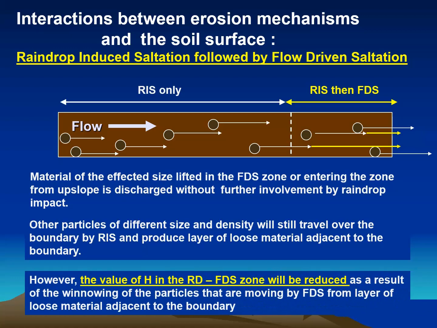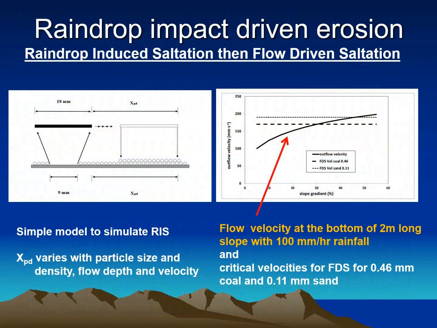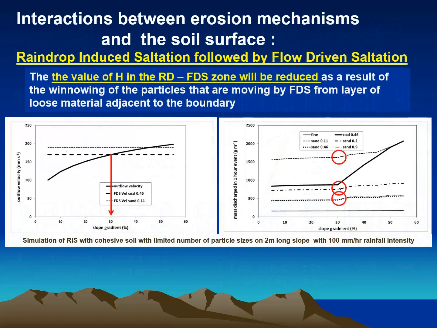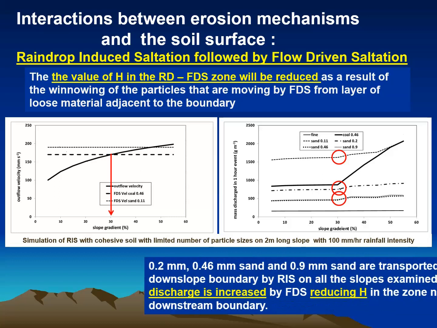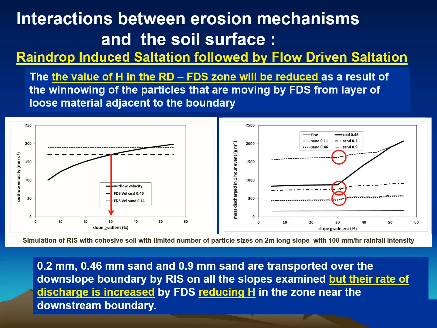However, the value of H in that zone will be reduced as a result of the winnowing of particles moving out of that zone by flow-driven siltation. When this simple model was applied to simulating raindrop-induced siltation followed by flow-driven siltation, the transition from raindrop-induced siltation to flow-driven siltation in transporting coal over the downstream boundary was marked by changes in the discharge rates of the other material because of the reduction of H in the area where flow-driven siltation occurred.